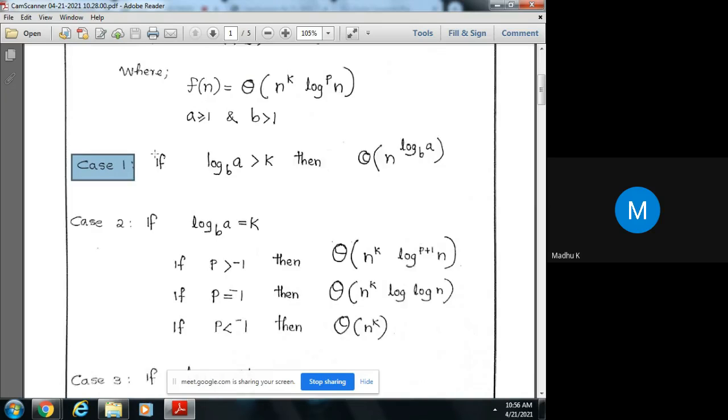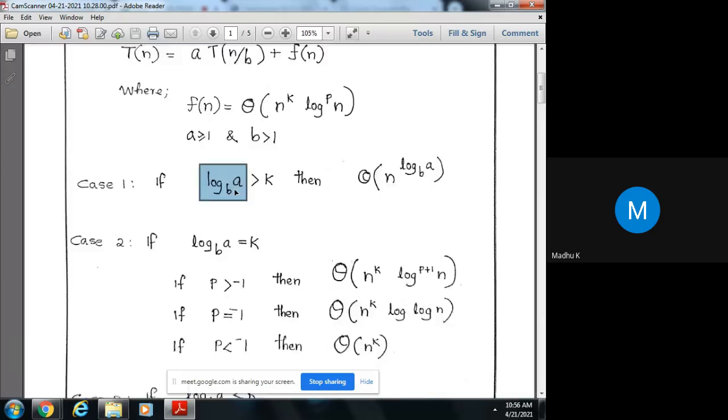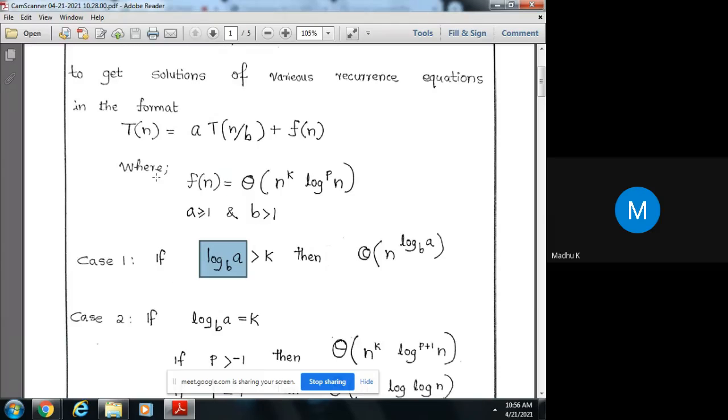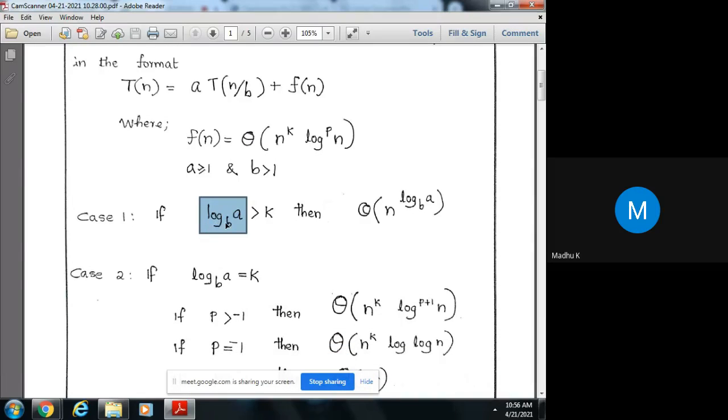First, we calculate two terms. One is log base b a. The basic procedure is very simple. For solving this type of recurrence equation, we will calculate two terms. One is log base b a.